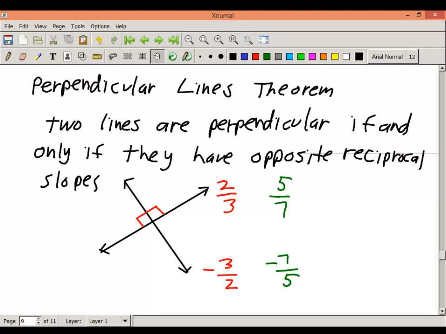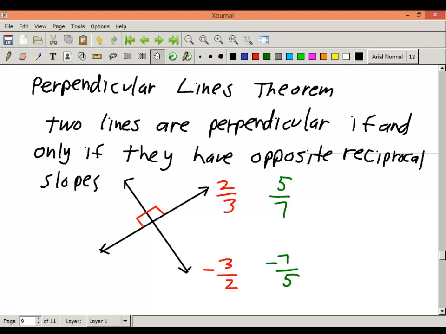Just to give you one more example of opposite reciprocals, let's say that first line had a slope of 5/7. Then if that other line was perpendicular to it, it would have the opposite reciprocal slope, which is -7/5. So again, it's a biconditional. We can say this theorem 2 ways, forward and backwards. If 2 lines are perpendicular, then they have opposite reciprocal slopes. Now backwards, if 2 lines have opposite reciprocal slopes, then they are perpendicular.